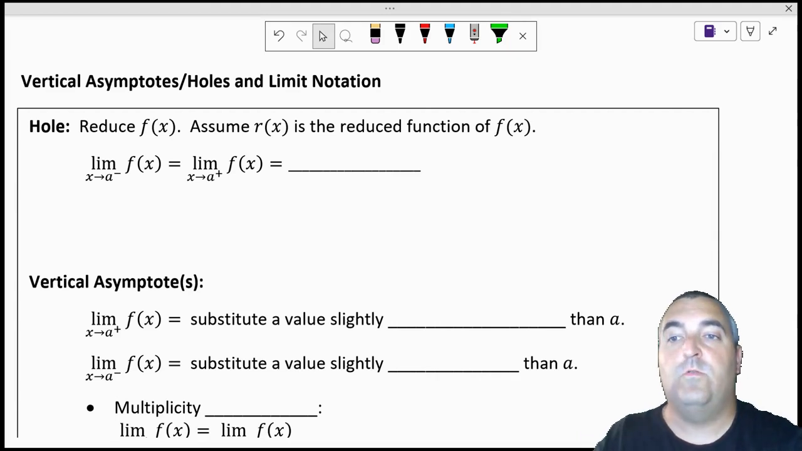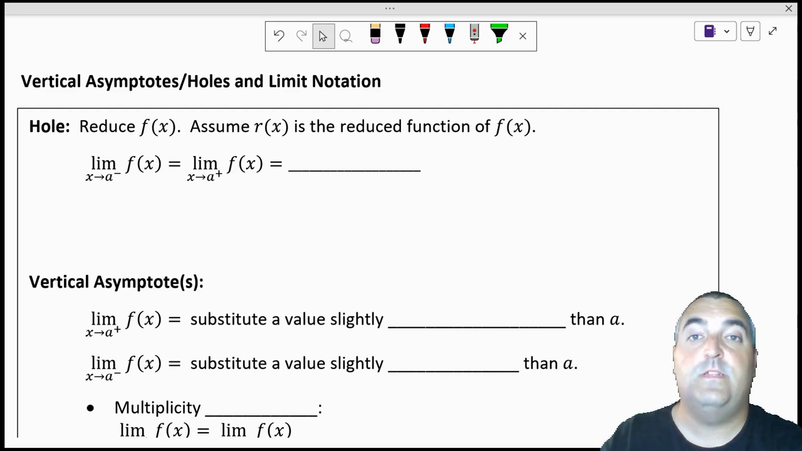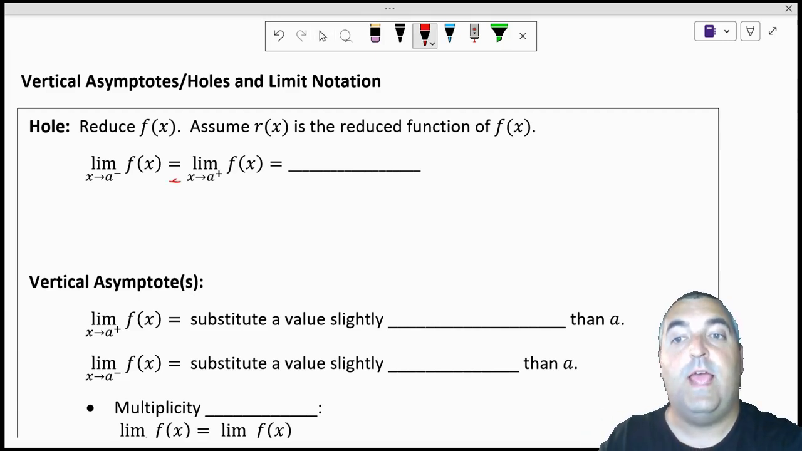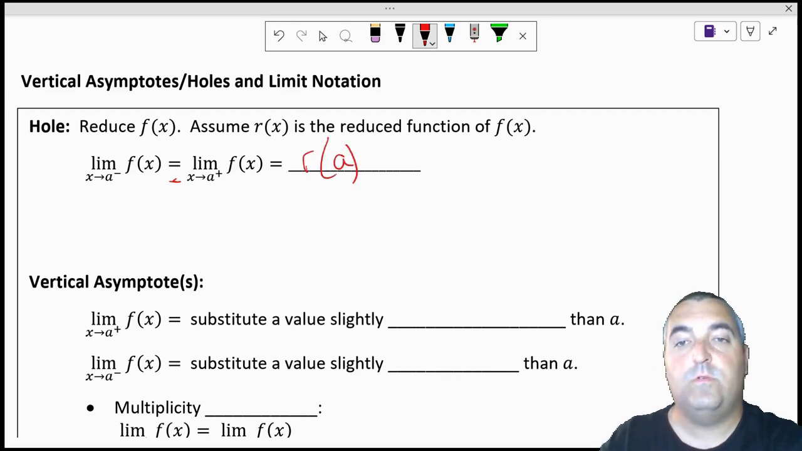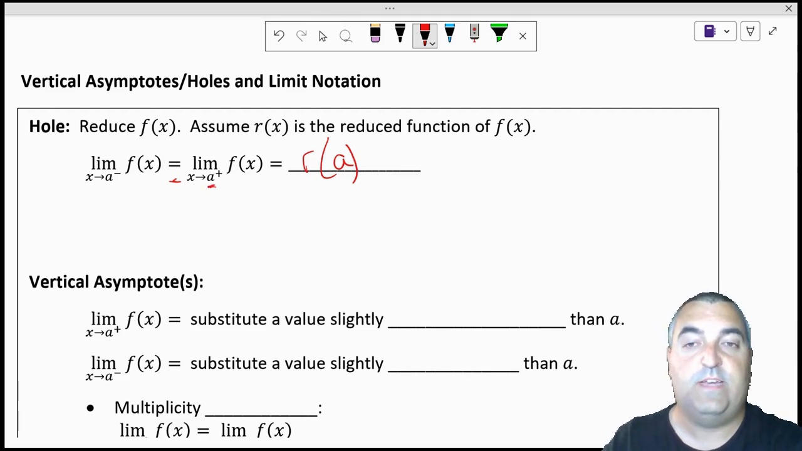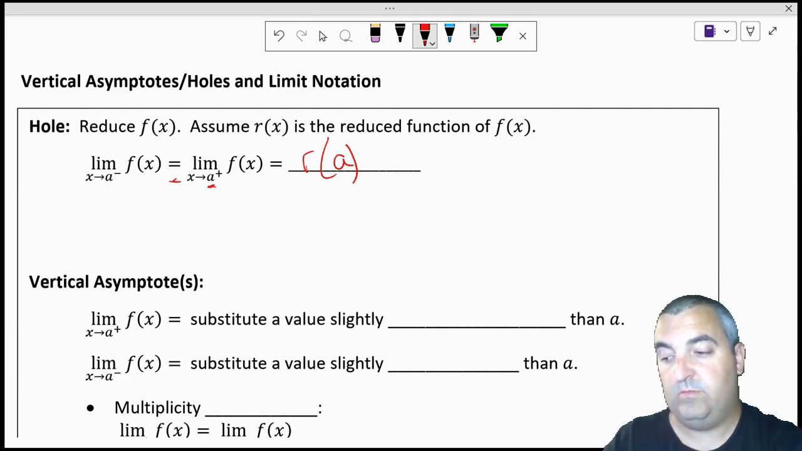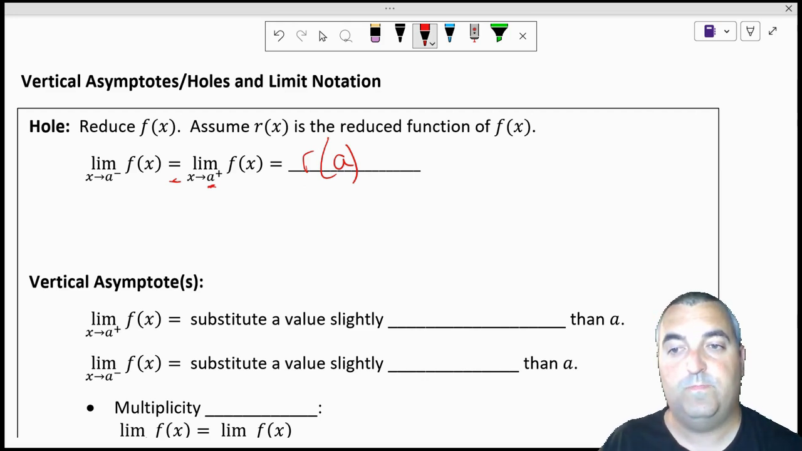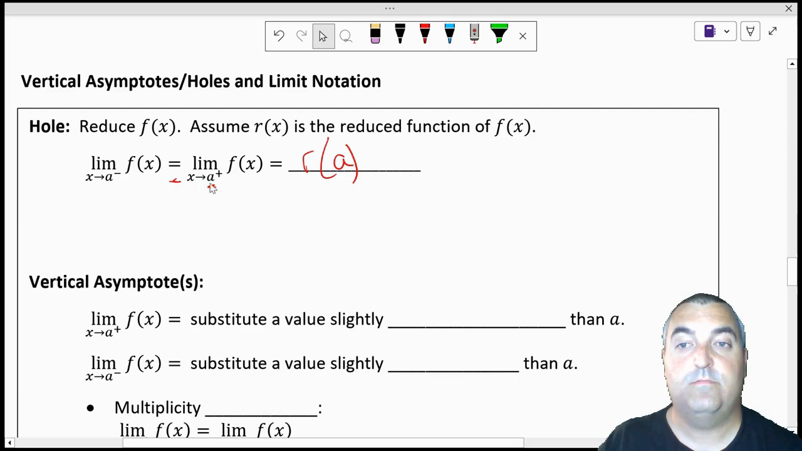Okay, and so if you want to find what the limit is as x approaches whatever that a value is, that x value that the hole is, from the left side and from the right side, it's going to be equal, and it's going to equal whatever you would get when you substitute this a value into the reduced function. Okay, so you substitute a into the reduced equation. That's how we find that limit.